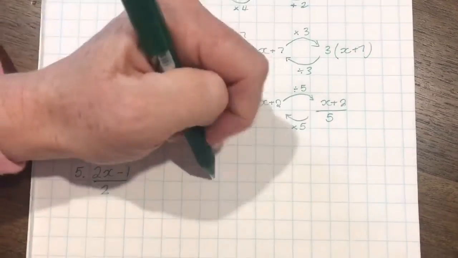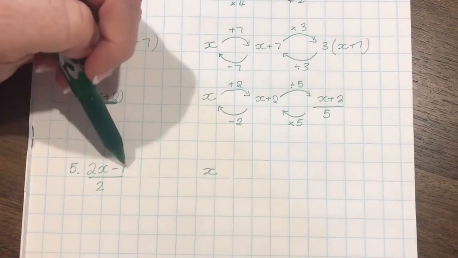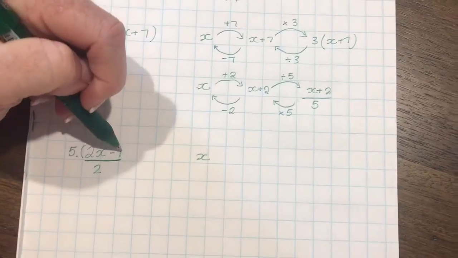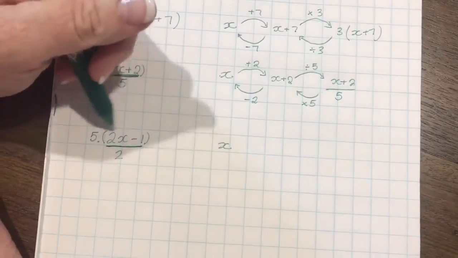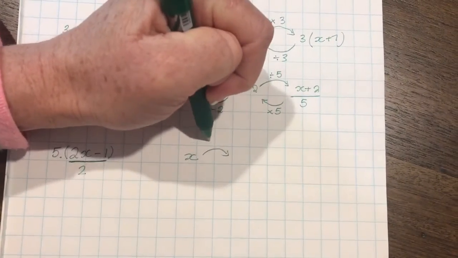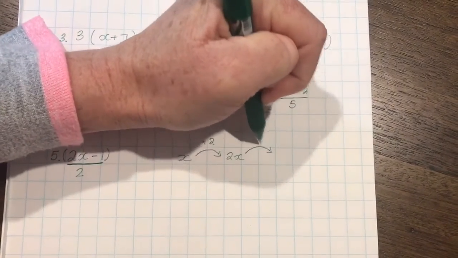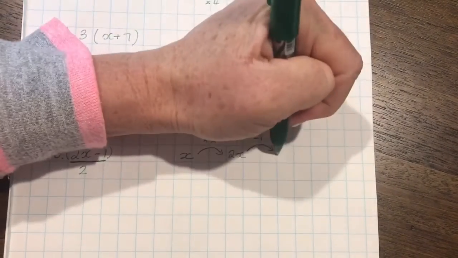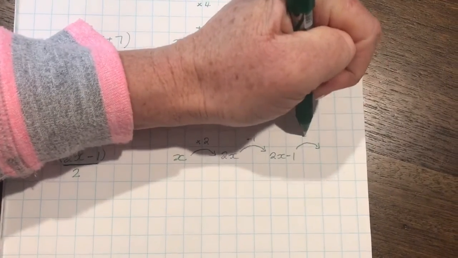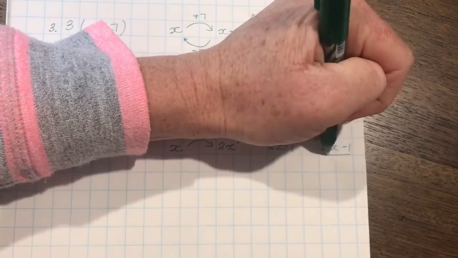All right, last one. Start with x. So what's the first thing we've done to x? Now remember, this vinculum acts as brackets, so we can put brackets around there. So it tells us we have to work with this stuff first. The first thing we've done is we've times by 2. That gives us 2x. Second thing we've done is minus 1. So we get 2x minus 1. And the last thing we've done is we've divided by 2. So we get 2x minus 1 divided by 2.